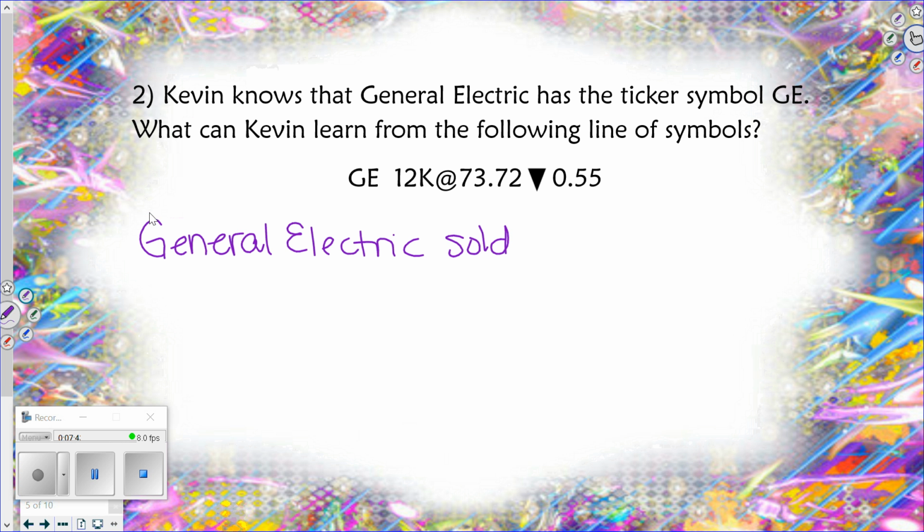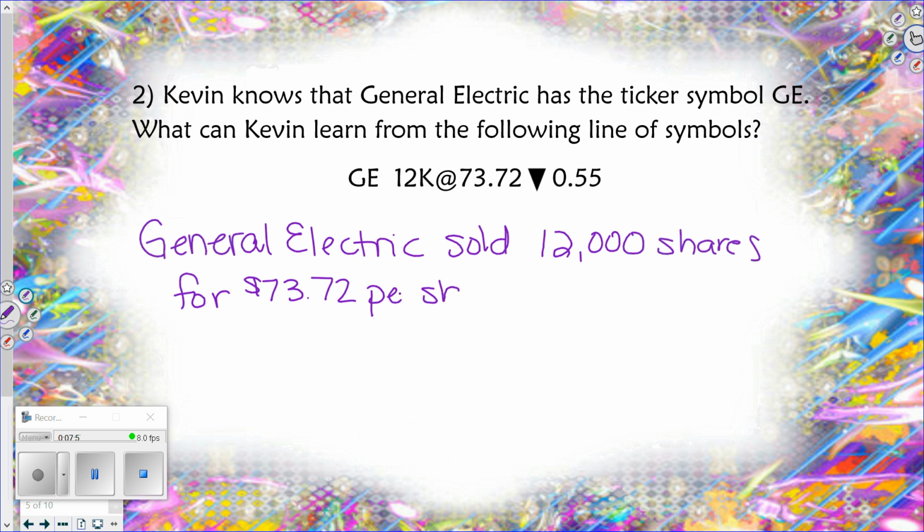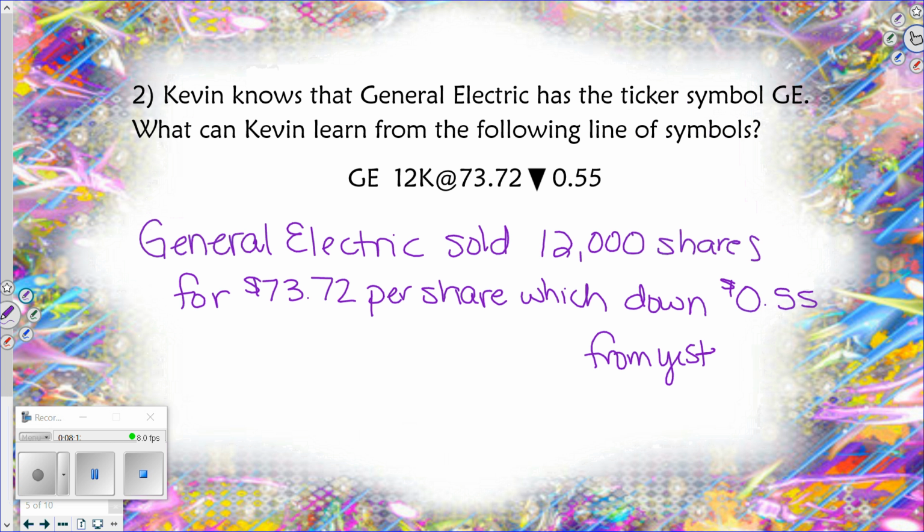Sold how many shares? 12,000 shares. For how much? Per share. Which is that, up or down? Which is down, how much? Good, 55 cents from yesterday. So General Electric on that one, it went down in value.